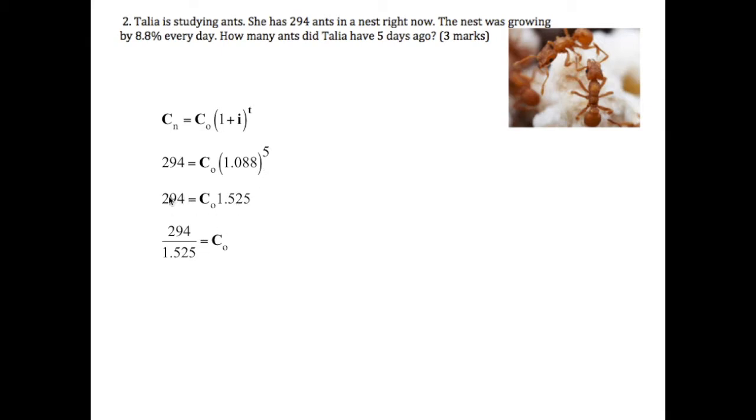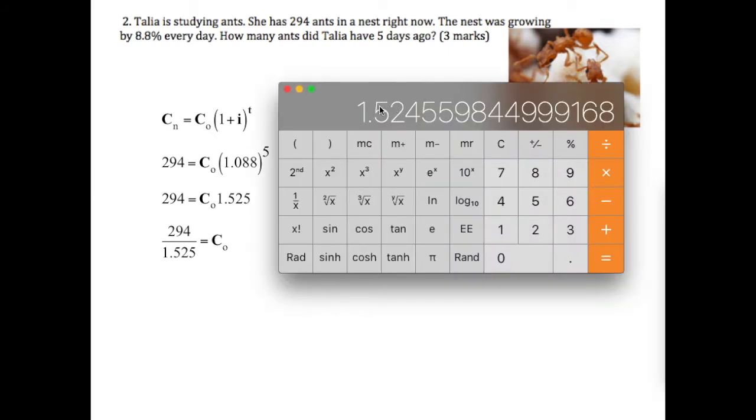When I divide that side by 1.525, this is where you would use your second answer button on your calculator. 294 divided by, usually you would press second answer or you press the answer button depending on your calculator. I'm just going to press Command V. Divided by that gives us 192.84.